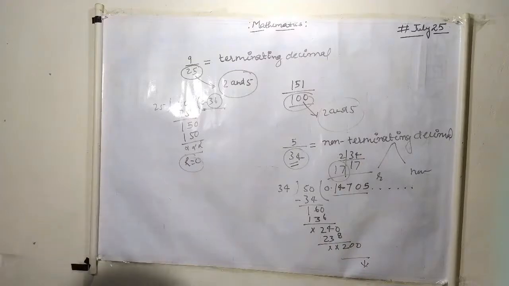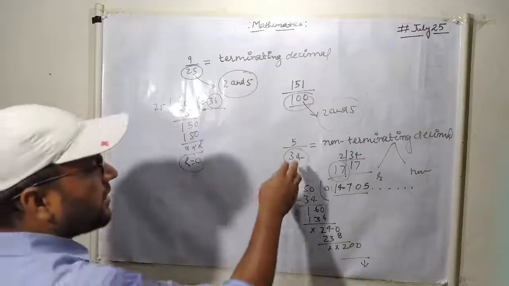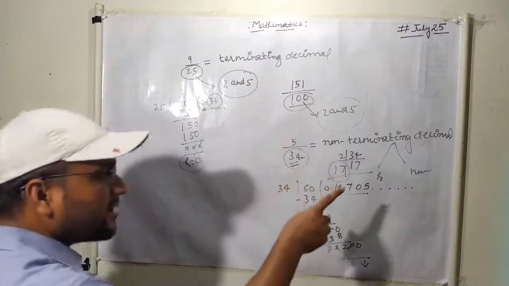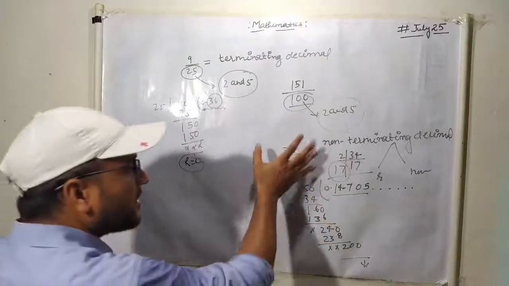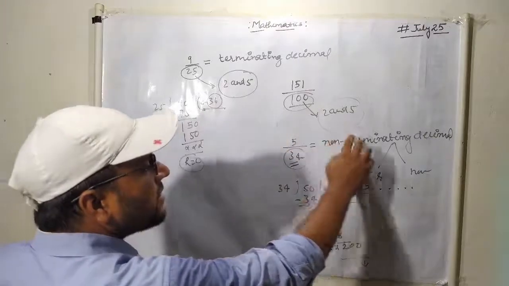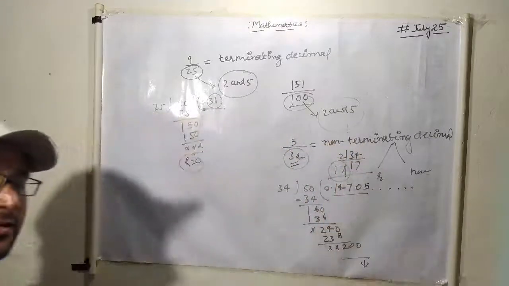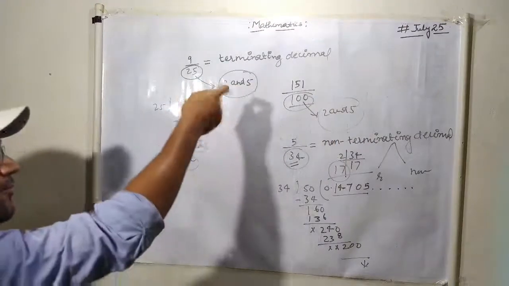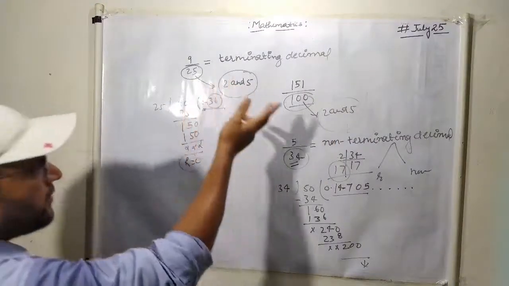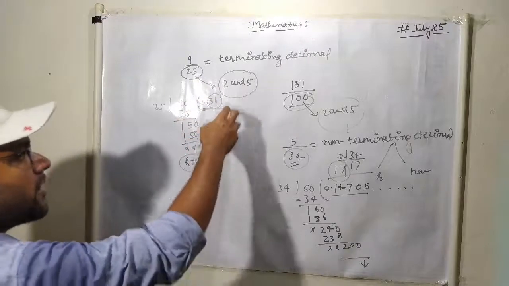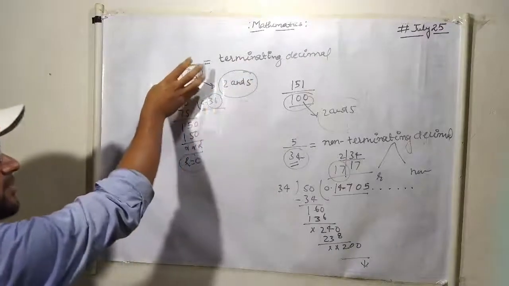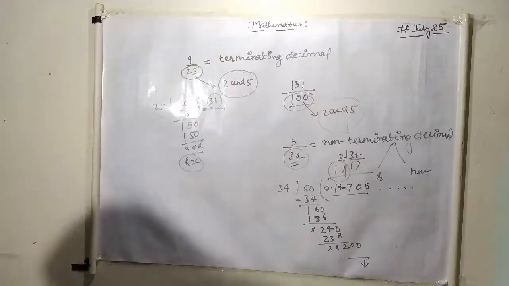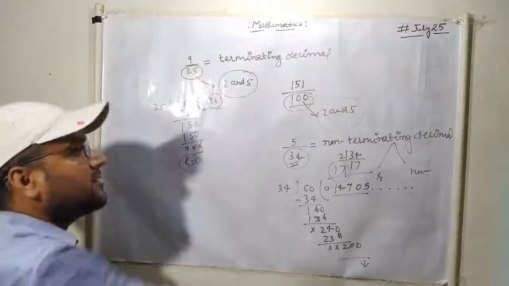So, the basic point is this: if the denominator has a prime factor other than 2 or 5, then the given fraction is in the form of a non-terminating decimal. And if its factors are 2 and 5, both 2 individually and 5 individually, if they are the only factors of the denominator, then the given fraction is a terminating decimal.